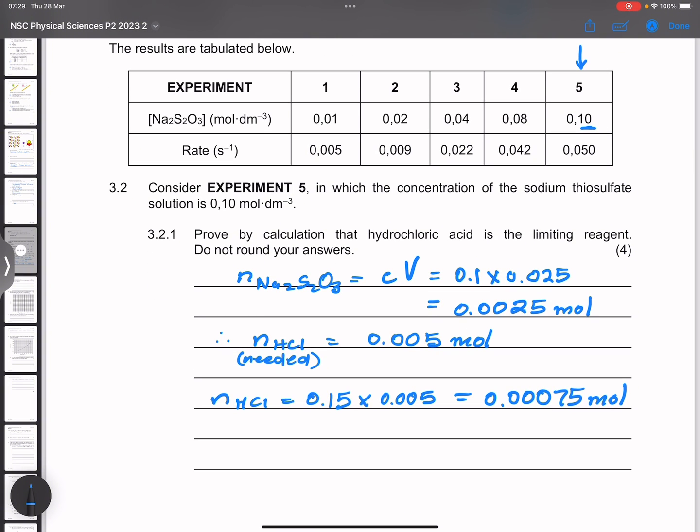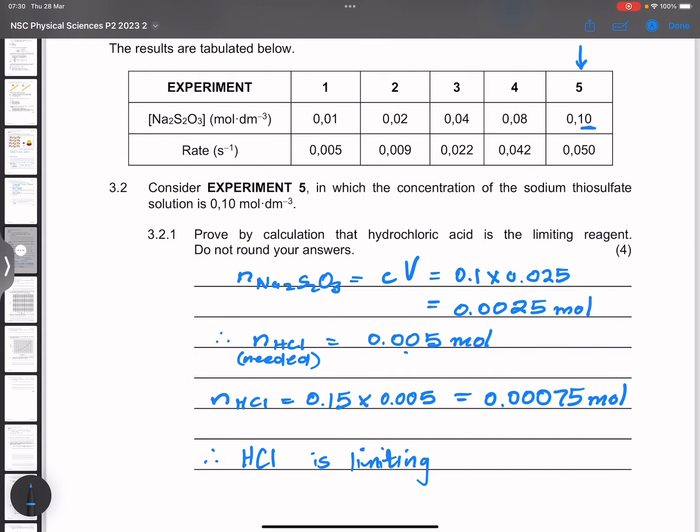Right, now we need to make a conclusion, right? So in this case, the amount of hydrochloric acid that we would require if sodium thiosulfate were to be a limiting reagent is 0.05, right? But can you see that the amount that we actually have of hydrochloric acid is much, much tinier than what we need, right? So therefore it means that hydrochloric acid will be the limiting reagent. So HCl is the limiting reagent. Okay, I hope that makes sense.